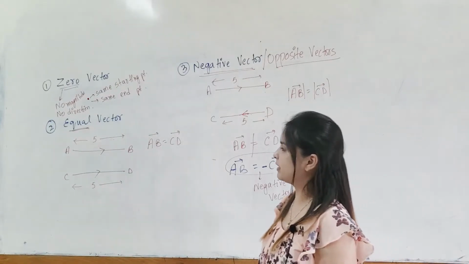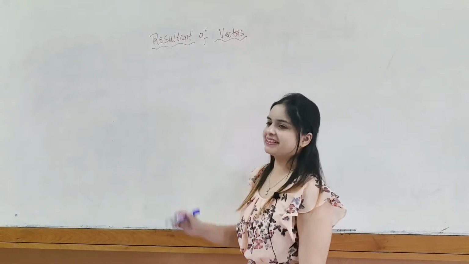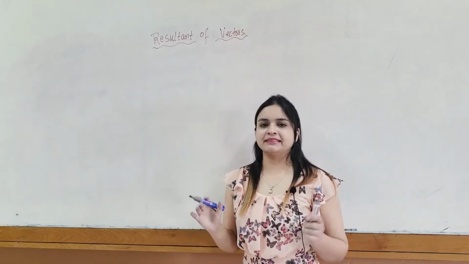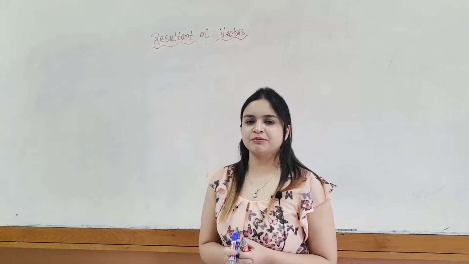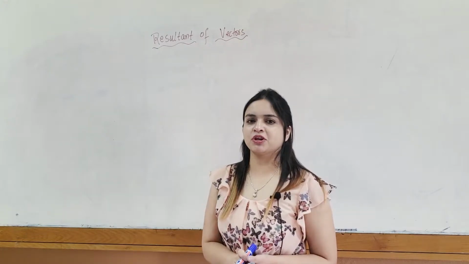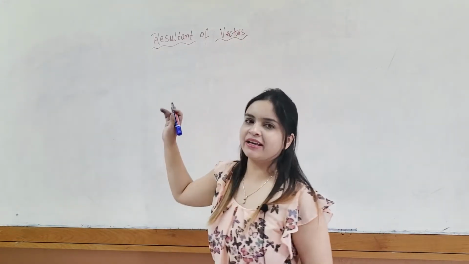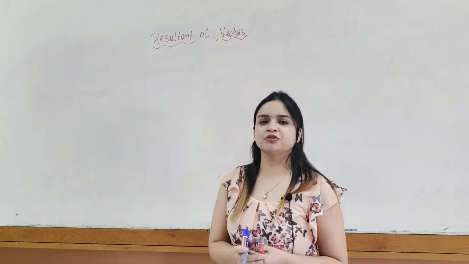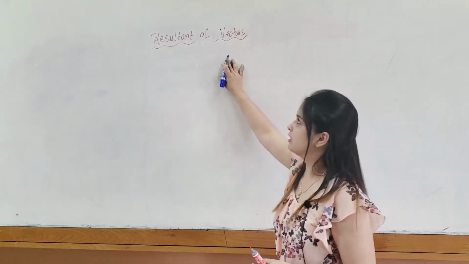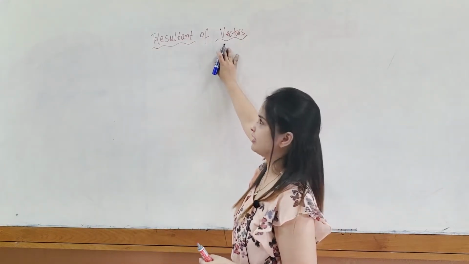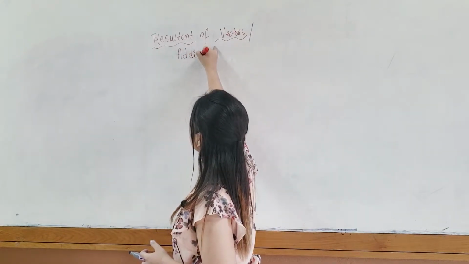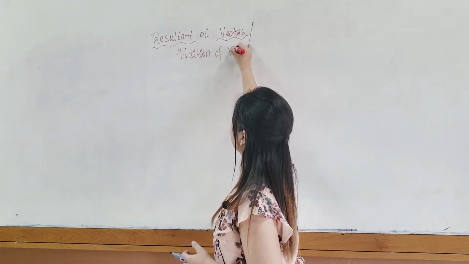Let's go to the next topic. Now, after we studied the basic definition of vector and different types of vectors, next step is to understand how to do operations on vectors. That means, how can we add 2 vectors or subtract 2 vectors or multiply vectors? Let's start with the first operation, which is the resultant of vectors, or you can say addition of vectors.